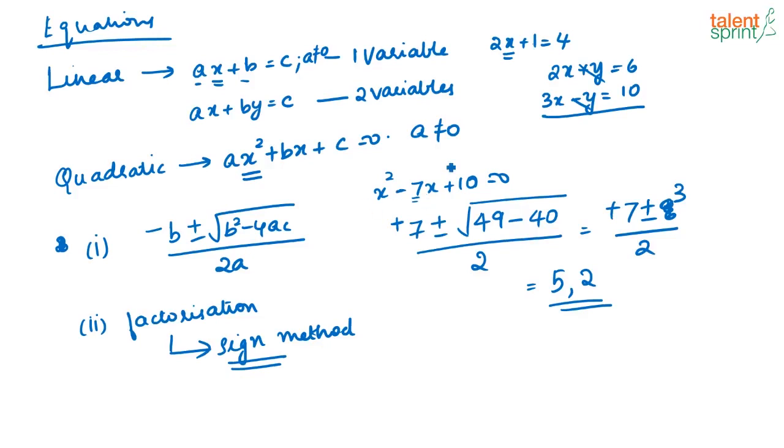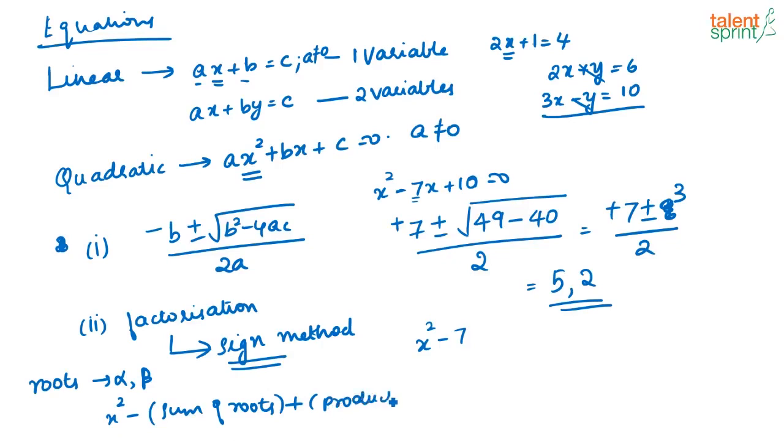Now let us see how to solve this equation using the factorization method. Using the factorization method, any quadratic equation that is given to you can be written in this form. If I am assuming that I have a quadratic equation whose roots are alpha and beta, then I can say that the equation can be represented in this form: x squared minus sum of the roots, plus product of the roots, that is equal to 0.